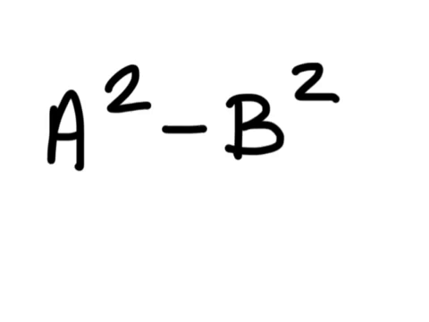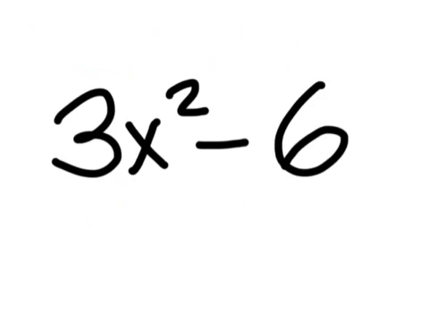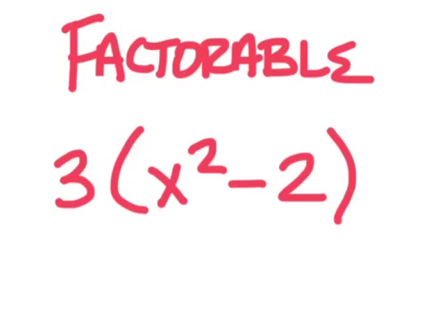Right, it's a difference of two squares, and there's how it breaks up. What's this one? Difference of two squares. It is simply factorable by taking out a 3. And when you do that, you're left with x squared, but 2 is not a perfect square.